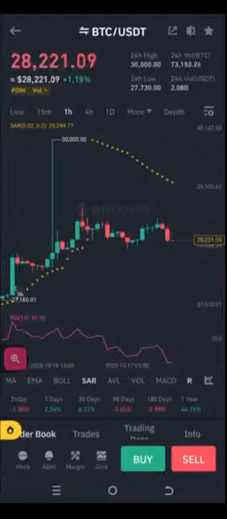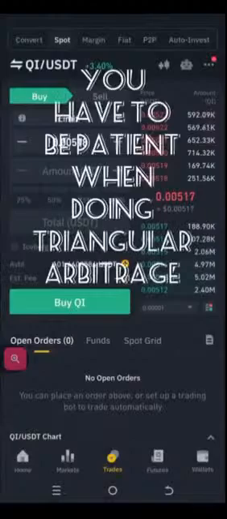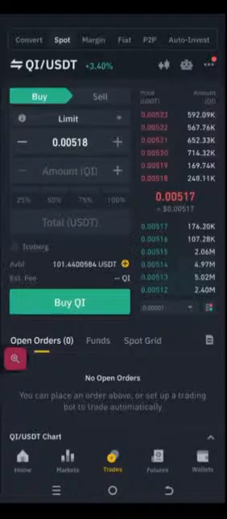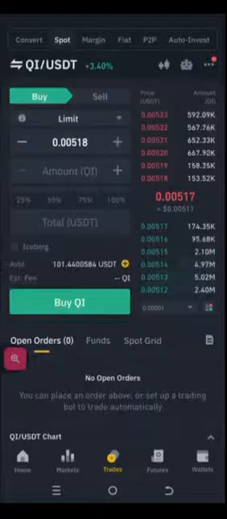But anyways, it's not about BTC. It's actually about QI USDT, and that is our triangular arbitrage. And it's good. We were able to make money. Let me tell you something. You're doing triangular arbitrage, you gotta be patient, because you never know when it's going to come out. The reason why this took about 9 days was because of the bloodbath that happened, and we had to change from Lena BTC. Remember, go all the way, change to QI BTC, and then sell for profit in QI USDT. So it took a long roundabout journey.